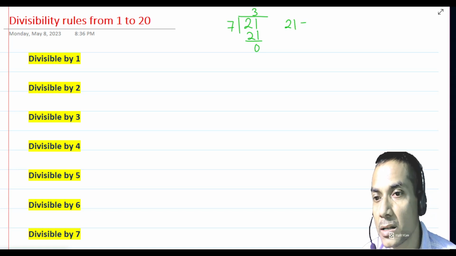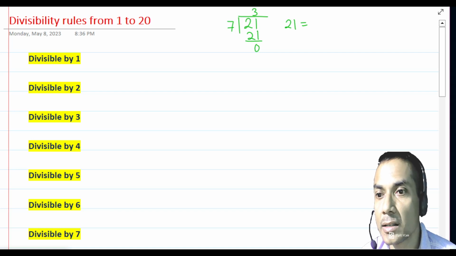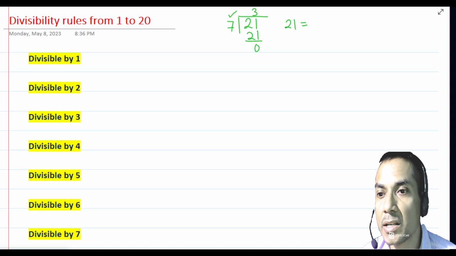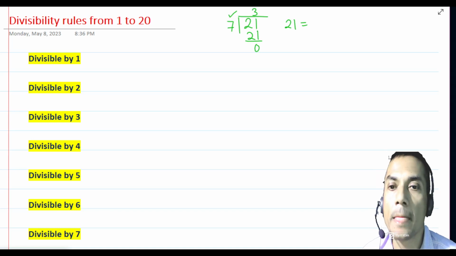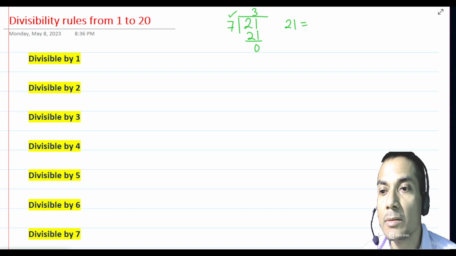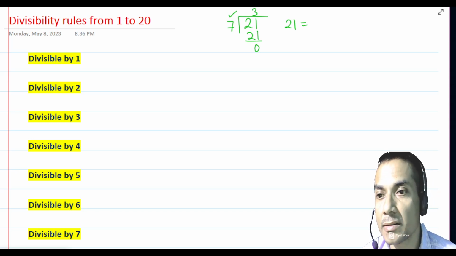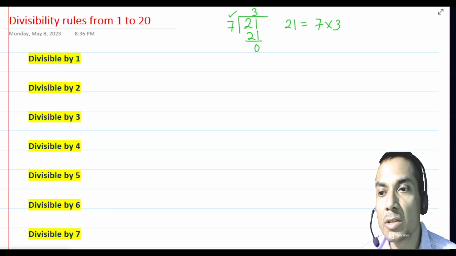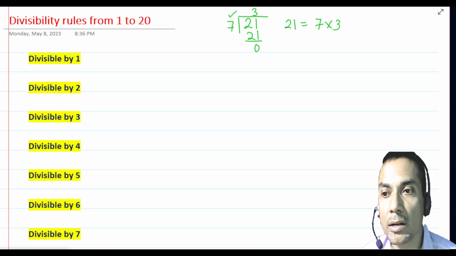So 21 is the dividend, 7 is the divisor, 3 is the quotient, and 0 is the remainder. If it is fully divisible, there will be no remainder. So 21 is equal to 7 times 3, so both 7 and 3 are factors of 21. We can say that. Clear?